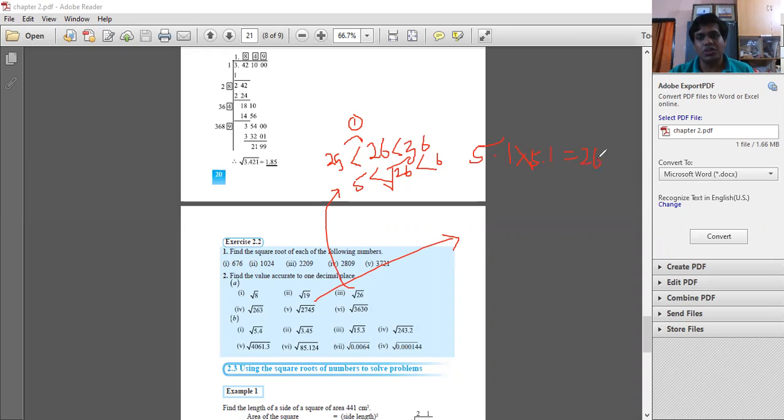It will be very close, 26.01, but that is the other way. 5 into 5 will be 25. So the difference between 26 and 25 will be 1, and the difference between 26.01 and 26 will be 0.01.